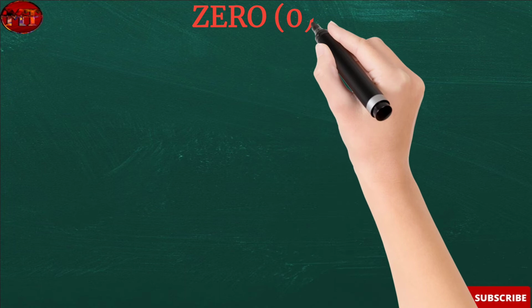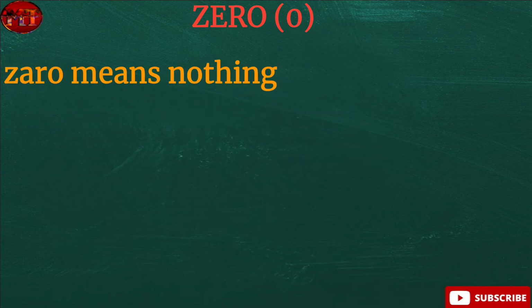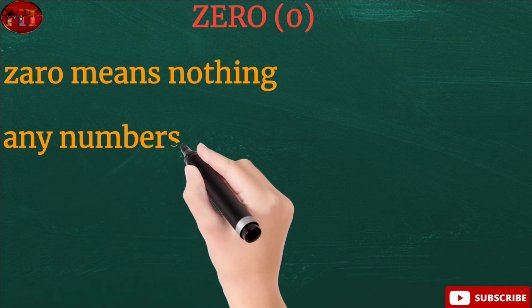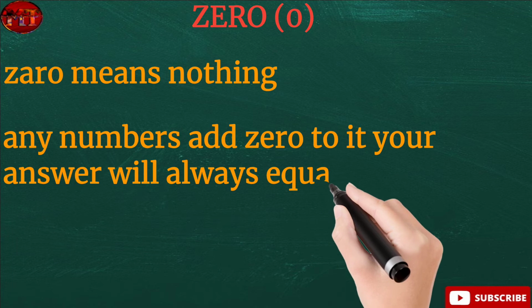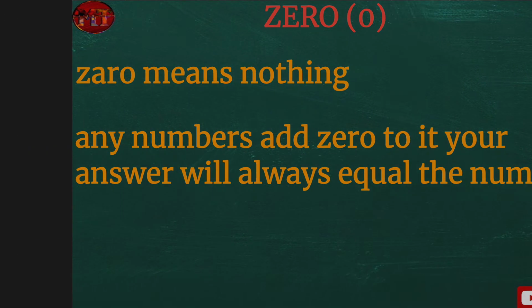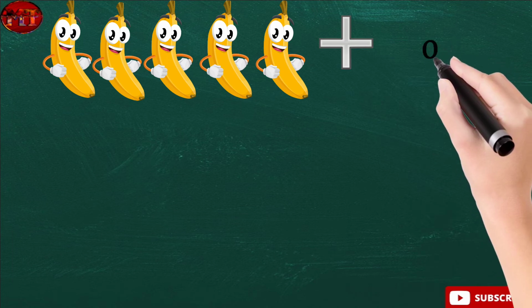5. 0. 0 means nothing. Any number, add 0 to it, your answer will always equal the number. Example, 5 banana plus 0 banana.